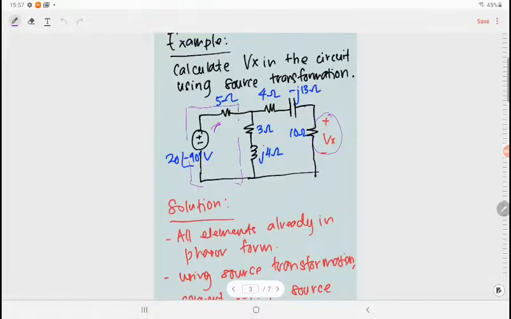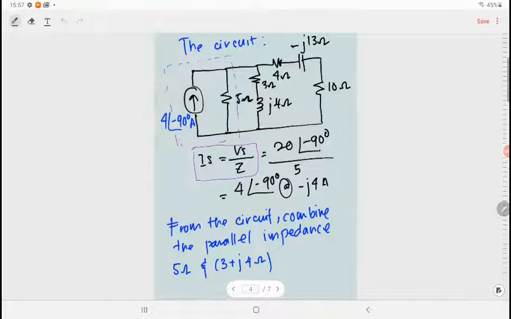So from previous, this is our Vs. So Vs is 20 with the phase shift negative 90 degrees divided by 5, right? So therefore you get Is equal to 4 with a phase angle negative 90 degrees, or equal to negative j4 ampere. All right. So if we look again into this circuit, you can see that the value of Vx that we need to find is over here at the 10 ohm.